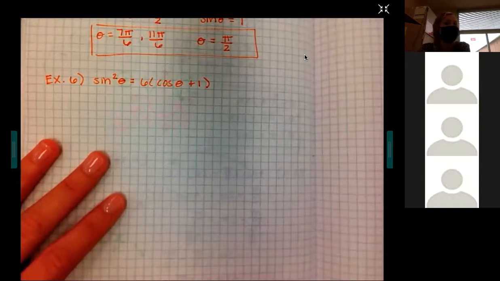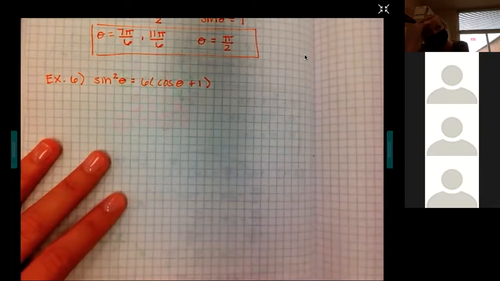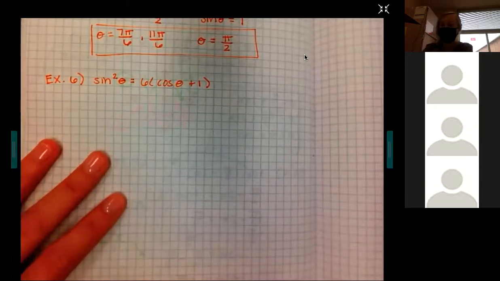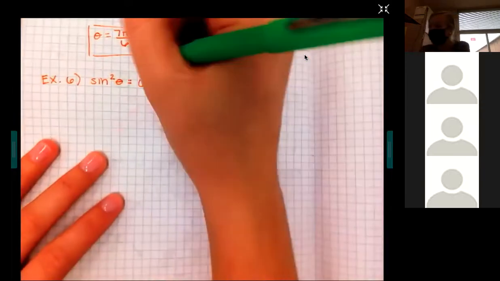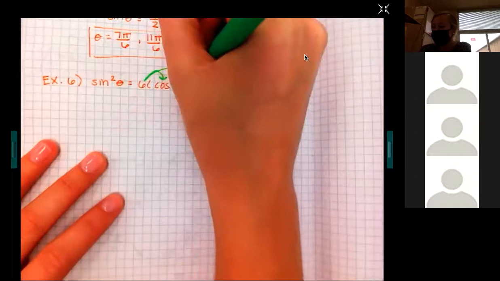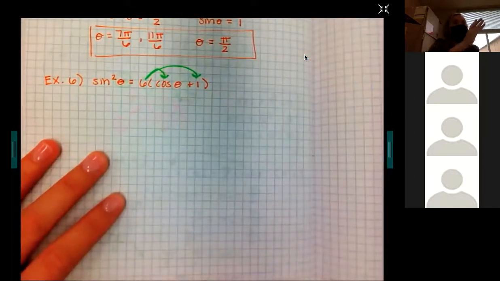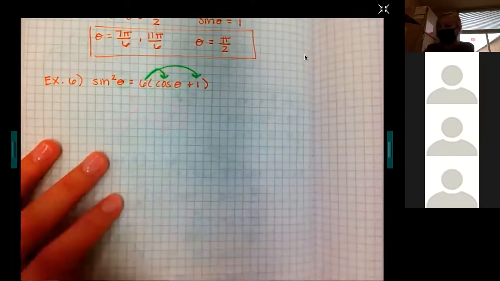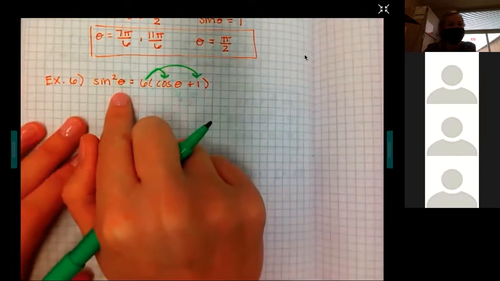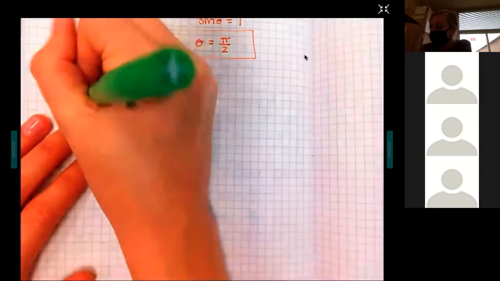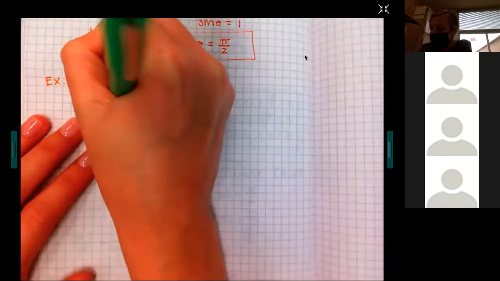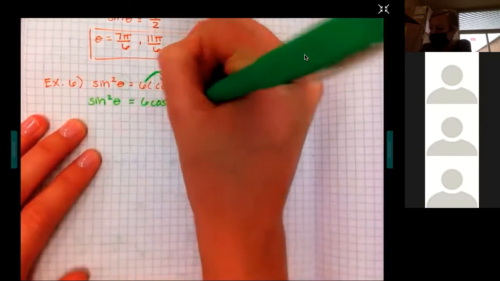All right. This one's a little tricky. Let's see, Maddox. Does everybody agree that you should probably distribute the 6 first and then move everything to one side? Because it says squared, so it's going to look like a quadratic, right? Okay, so let's do that first. Maddox, you're on to something. I just don't want you to give it away for everybody.